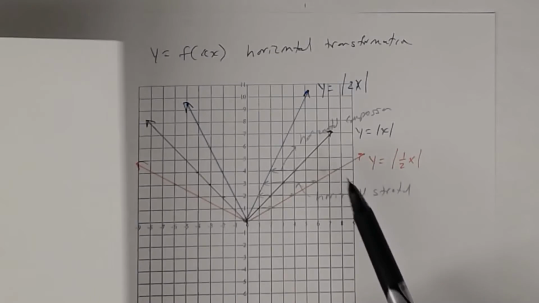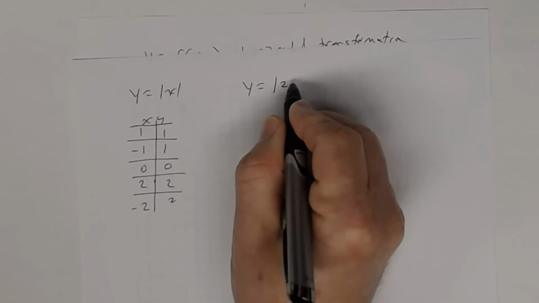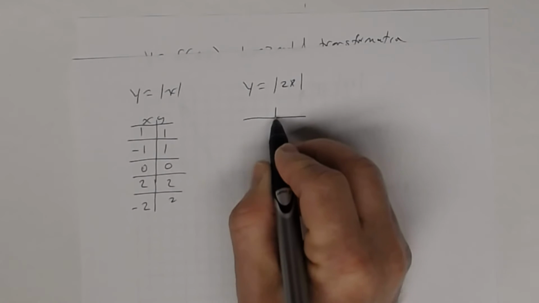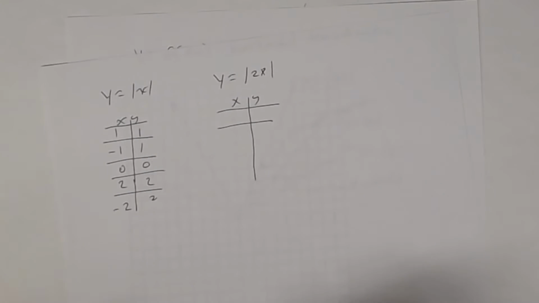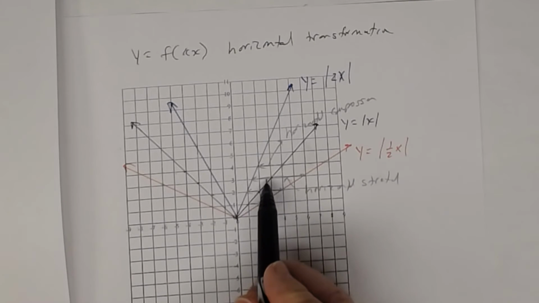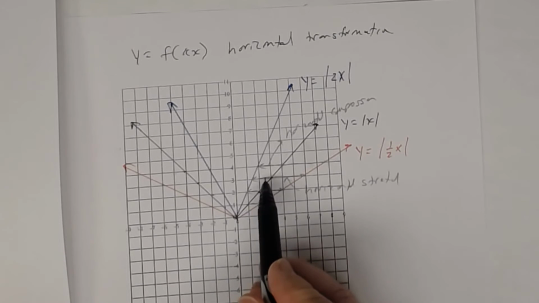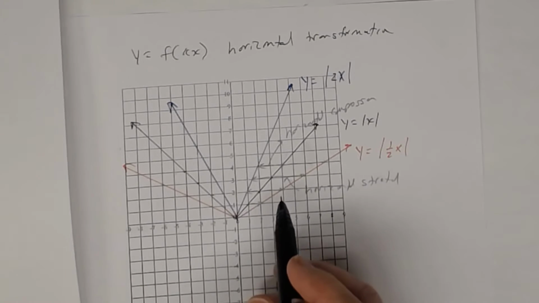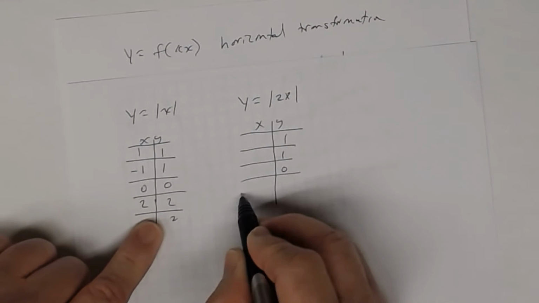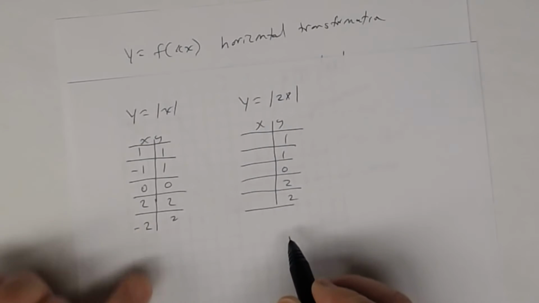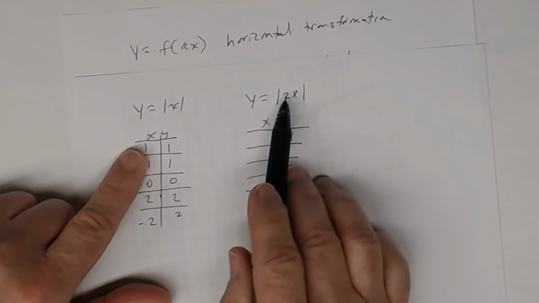But when I look at y equals the absolute value of 2x, for example, remember, my y coordinates stay the same, because this is a horizontal transformation, a horizontal stretch or compression. So your y values stay the same. What I'm going to do now is keep all these y values the same right here. Okay? Keep all those the same.